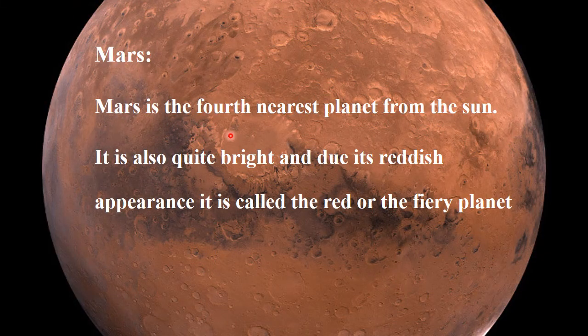Mars. Mars is the fourth nearest planet from the Sun. It is also quite bright, and due to its reddish appearance, it is called the red planet also. These were some planet descriptions. The order is Mercury, Venus, Earth, Mars. After that, Jupiter, Saturn, Uranus, Neptune, and Pluto are also part of our solar system.